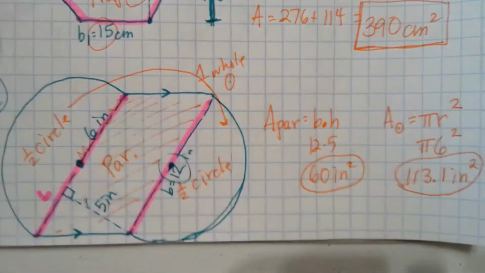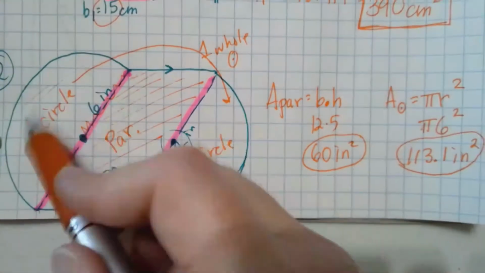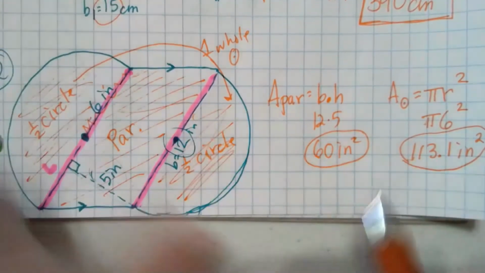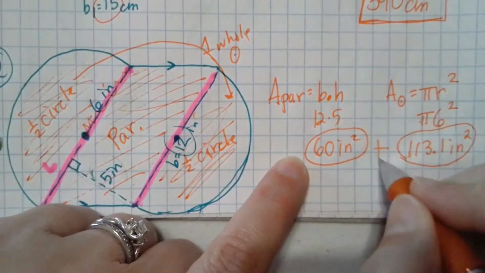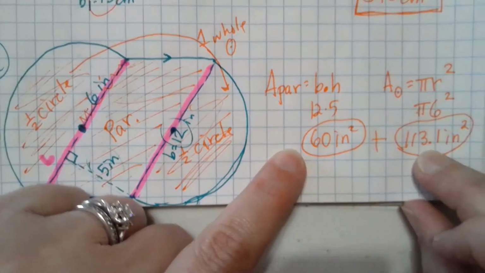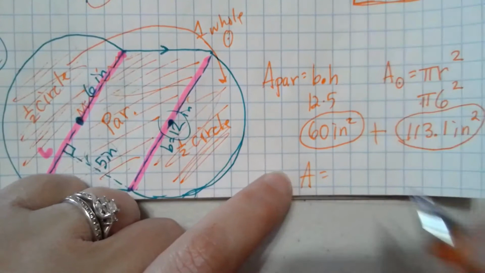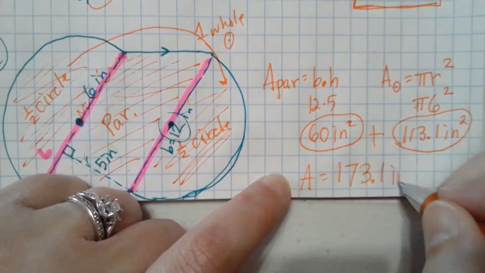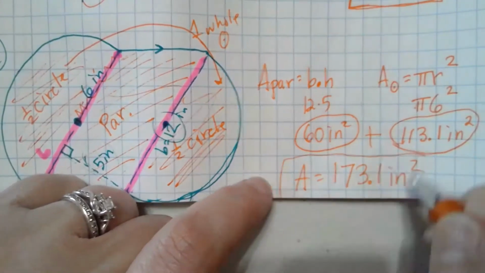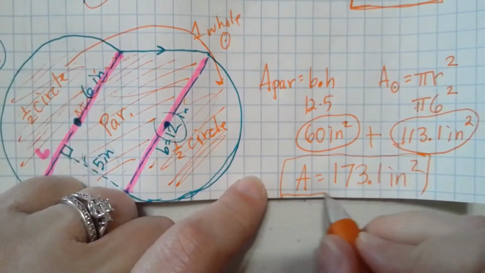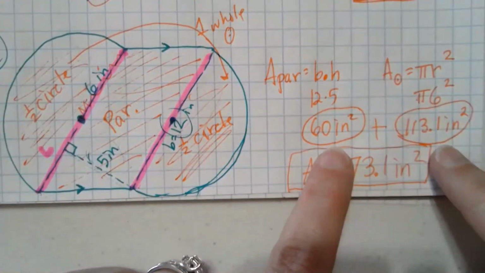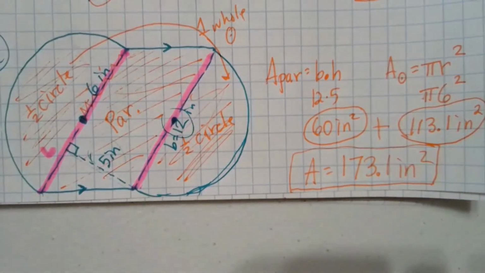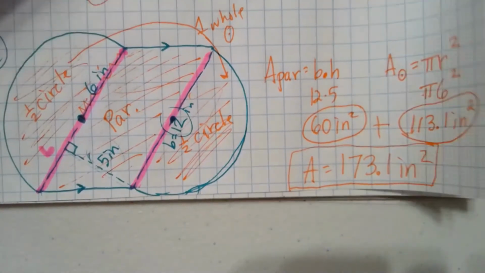Okay, so those are my two areas. So all of this together, if I color in this whole shape, all of this together is 60 plus 113.1. So that's going to make a total area of 173.1 inches squared. Area of each little piece, then we just add them together.